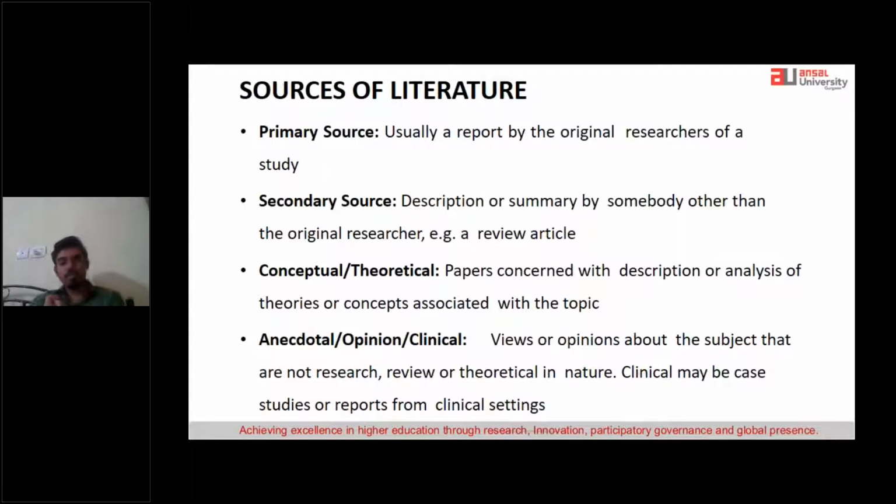So I have divided them into four categories. The primary sources are the ones I have been talking about so far, like your literature articles, your thesis, original researches. Your secondary sources are also there. Secondary sources are a description or summary by somebody other than the original researchers, meaning your books. The information which is put into the books can also serve as a source of literature, or a source of information.